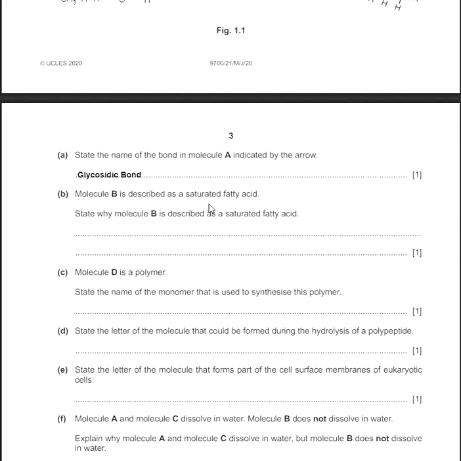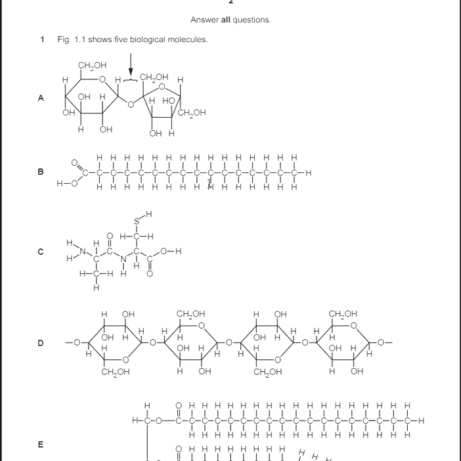Okay, molecule B is described as a saturated fatty acid. State why molecule B is described as a saturated fatty acid. So here we have the saturated fatty acid, molecule B. What does saturated mean? Saturated means that in our carbon chain, we have only single bonds and no double bonds in the hydrocarbon chain, and each carbon has the maximum number of hydrogen atoms attached to it.